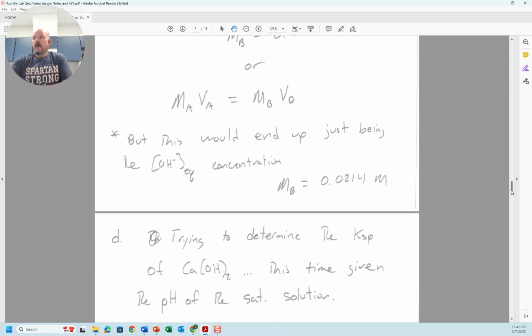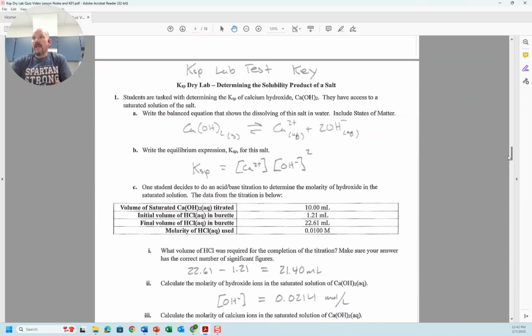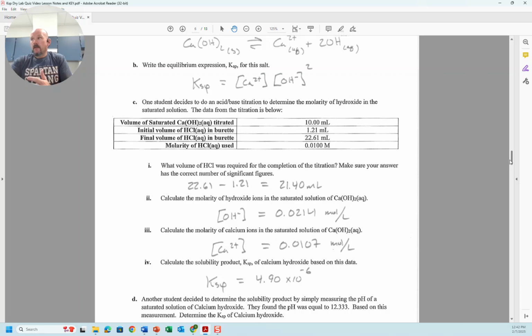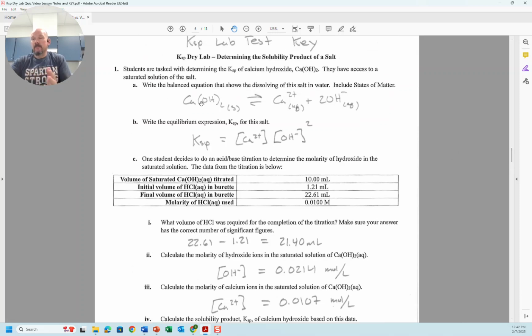All right, so again, let's go through the answers of the quiz. We have to be able to show a salt dissolving in water with states of matter. Make sure we can look at this and say two hydroxides and put that coefficient 2 in front of the hydroxide. We have to be able to write the KSP expression.